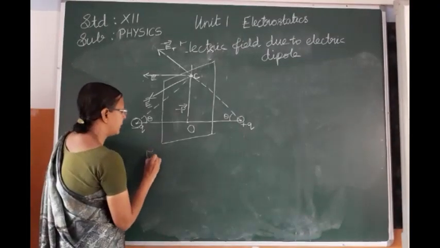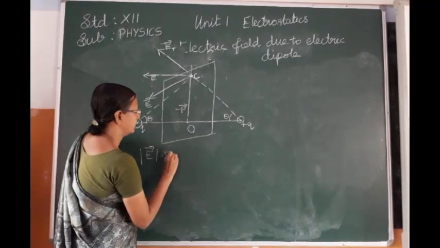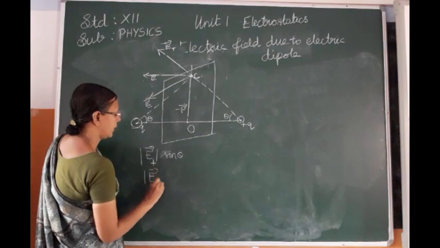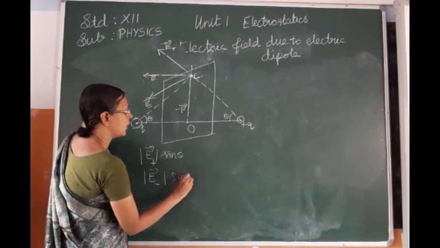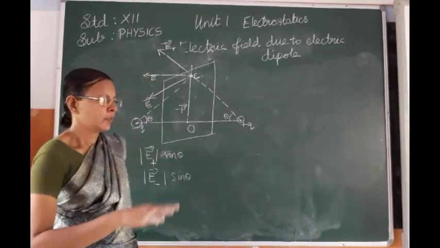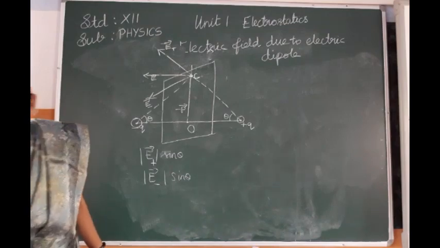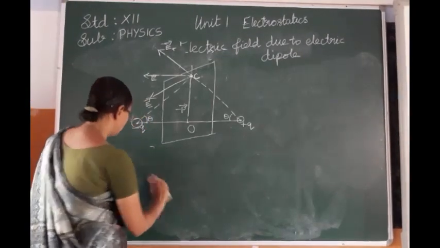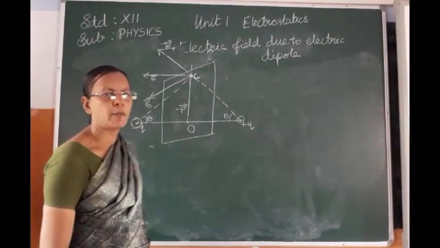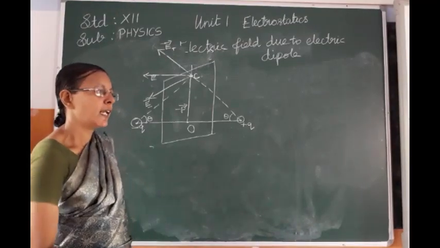The perpendicular components are E vector sin theta plus, and minus E sin theta. These two are equal and opposite, so they are cancelled. We have no need to find those, as they cancel each other. But we have to find out the cos theta parallel components. Perpendicular components we cancelled and neglected. We have to find out the parallel components.